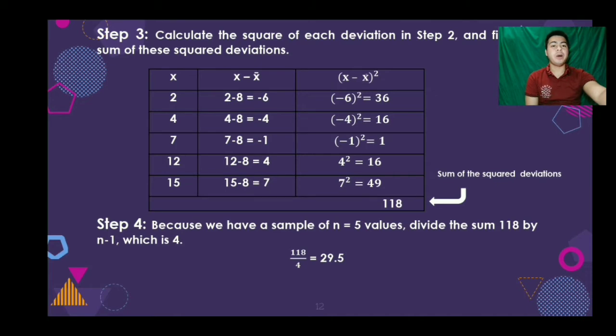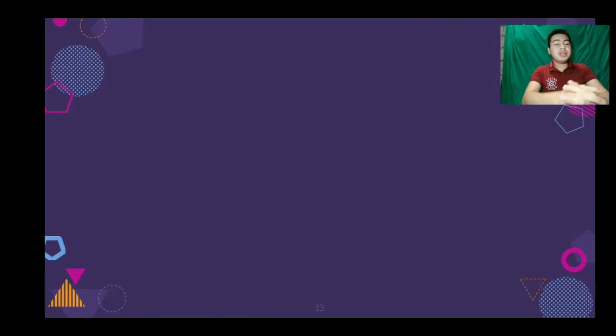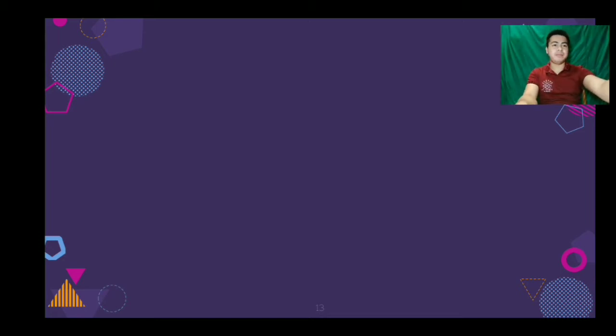So in step 4, because we have a sample of n equals 5 values, then divide the sum 118 by n minus 1, which is 4. So 118 divided by 4 equals 29.5. In step number 5, the standard deviation of the sample is the square root of 29.5, to the nearest hundredth. The standard deviation of the sample is 5.43. So let us take another example to know more about the standard deviation.